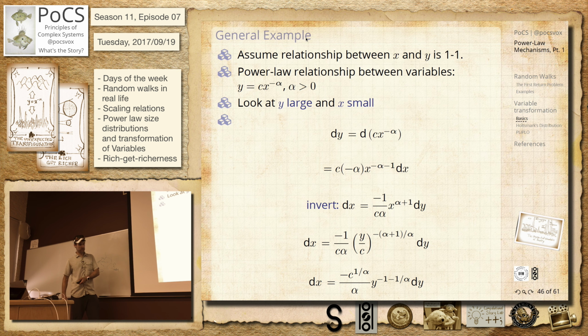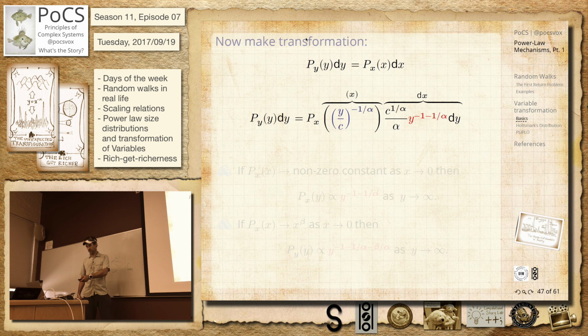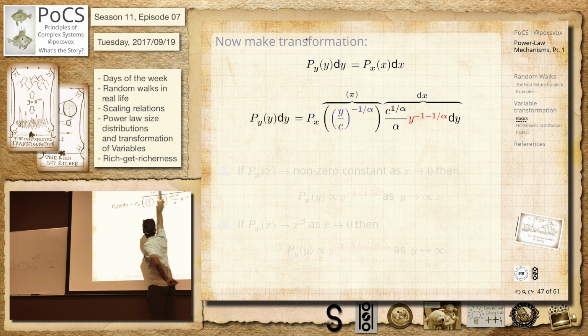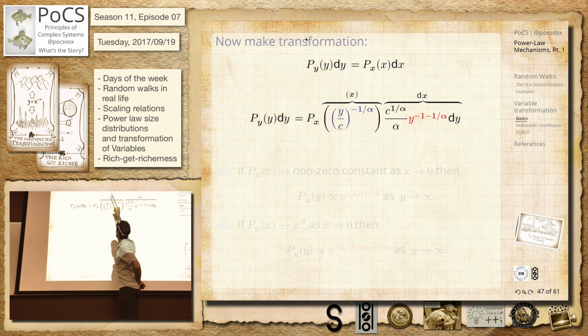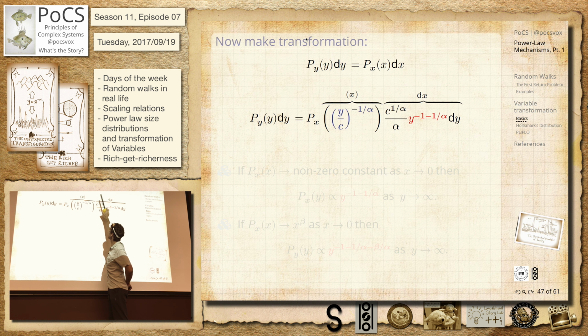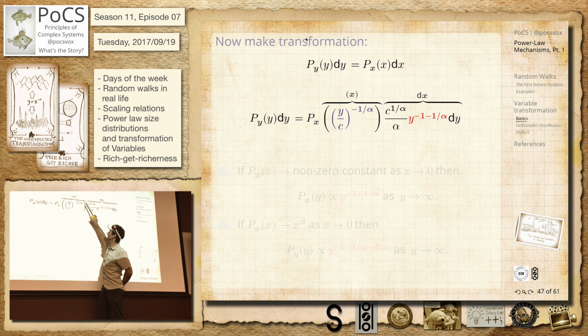Right, so we're going to have another page of this, and then we'll do an example, and then we'll start on a new thing. So this is the big connection at the top, right? We know they're 1 to 1, so there's no sum or anything. So the probability that y is between y and y plus dy is the same as x being between x and x plus dx, given this connection between y and x. So we just take p of x. We're going to replace x with its form, right? This is the inversion of the relationship y equals c x to the minus alpha.